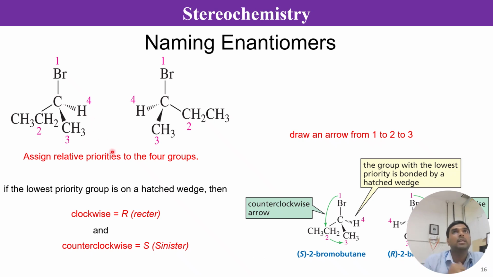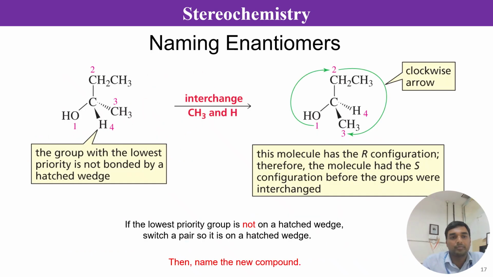Now the rule is, when you go 1, 2, 3 in a clockwise direction and the lowest priority group, hydrogen, is down, then it is called rectus or R. And when 1, 2, 3 is anti-clockwise and hydrogen is down, then it is S, and this is the R isomer.